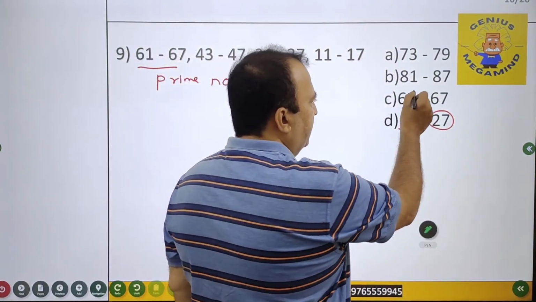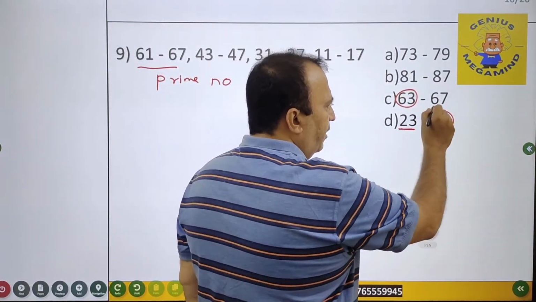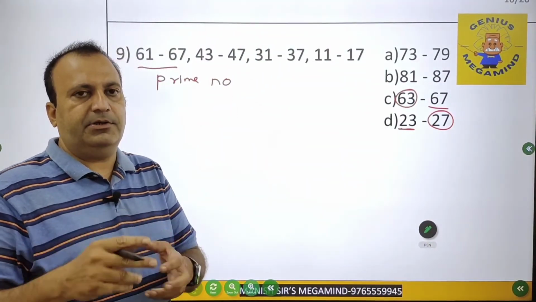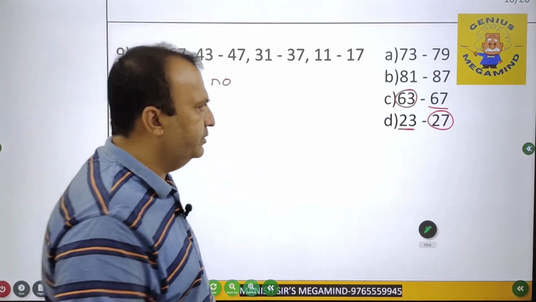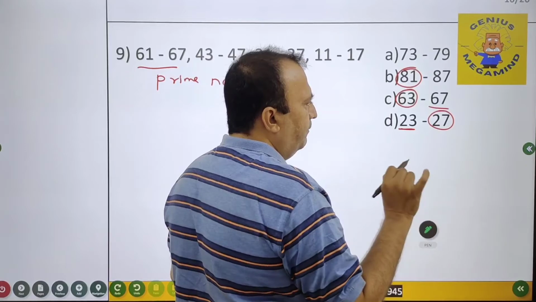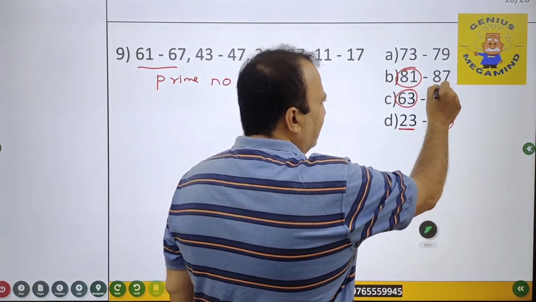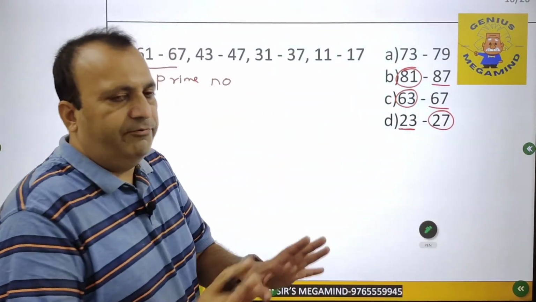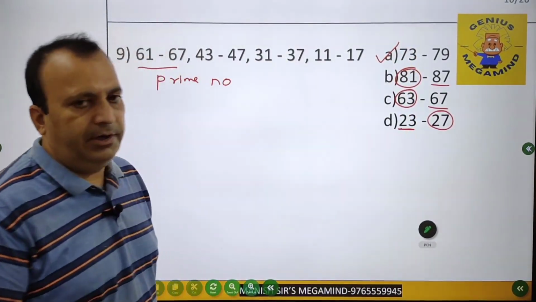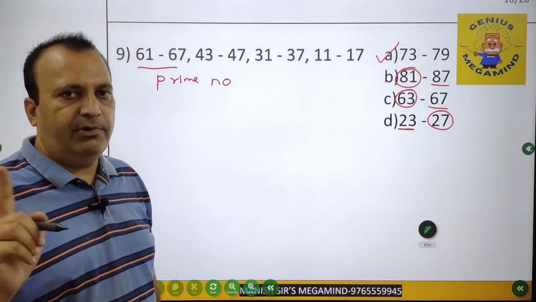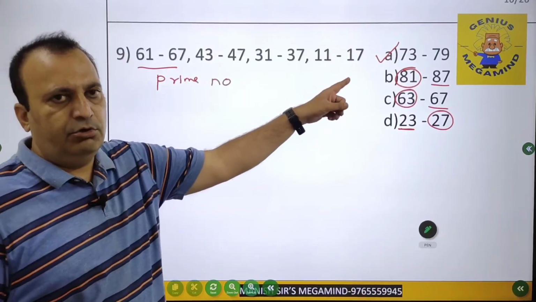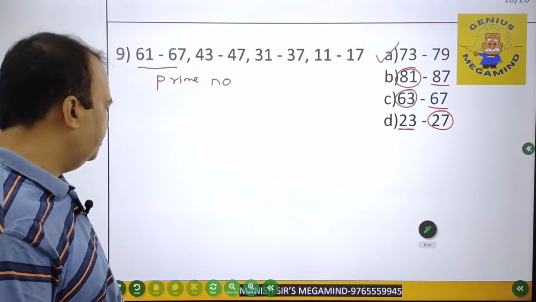So in option C, 63 is not a prime number, whereas 67 is a prime number. But our requirement is a pair of consecutive prime numbers. In option B also, 81 is not a prime number, and 87 also is not a prime number. So both of the numbers are not prime numbers. But as I can see in option A, 73 as well as 79, both of them are what? Pairs of prime numbers. So the answer for this question is option A.